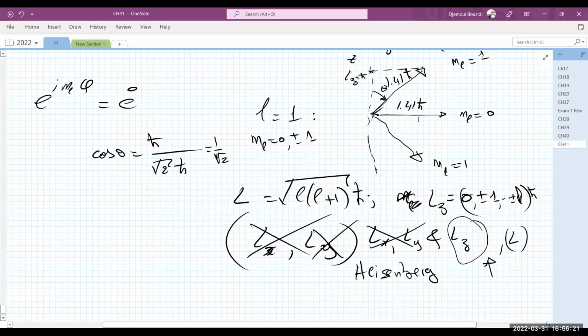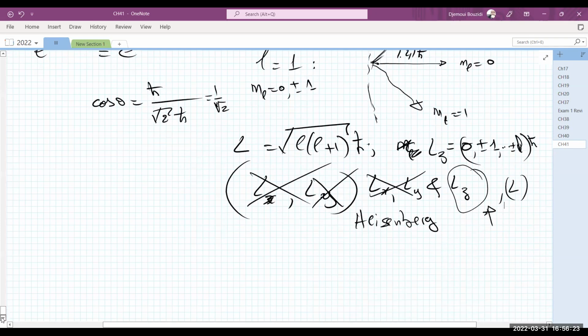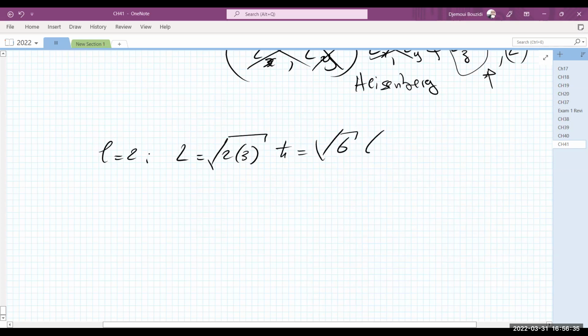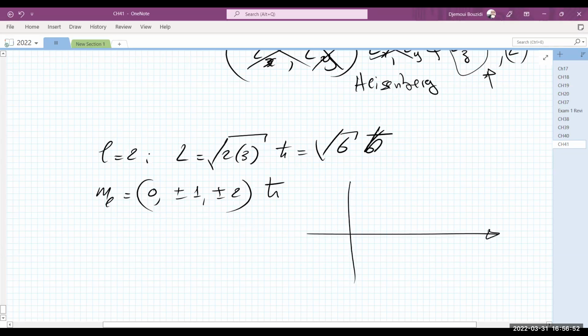I drew this picture for L equals 1. For L equals 2, it looks a little bit different. So you can think about it. For L equals 2, big L is going to be the square root of 2 times 3 times h bar, or square root of 6 times h bar. And in this case, ML is going to be 0, or plus or minus 1, or plus or minus 2 h bar. So you have 5 values in here, and you can find the different angles if you wish as well. Again, the magnitude of the vector is square root of 6 h bar.